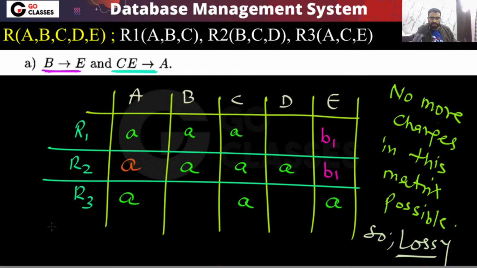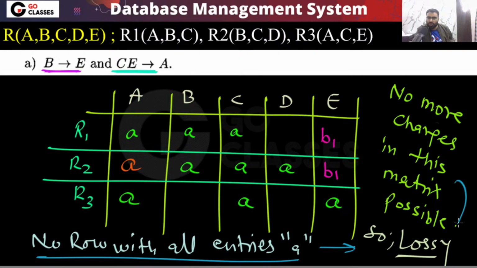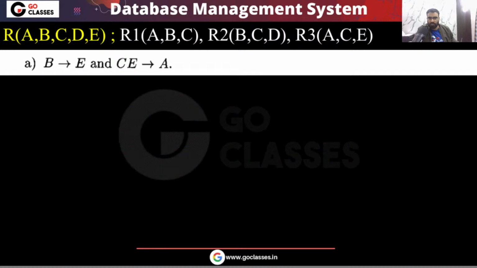Okay, is this clear? So you can see there is no row with all entries A, and there is no more changes possible. So automatically your answer will be lossy. I hope you understood. Okay, very simple. Now let's move on.